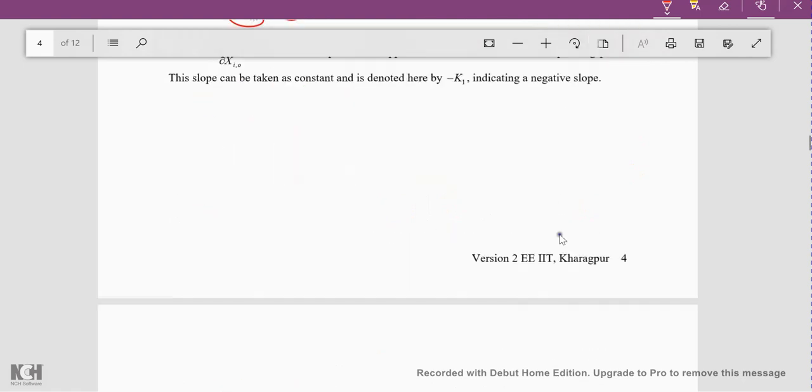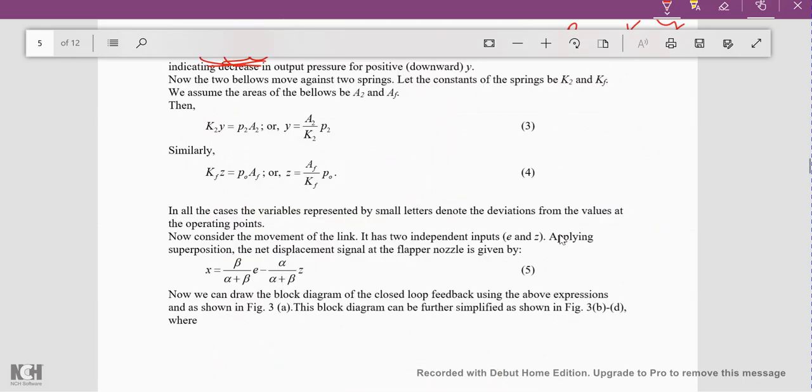So by using that expression K2Y equals P2 A2, we can obtain Y equal to A2 divided by K2 times P2. Then similarly from the other pair we can obtain KFZ equals P naught AF, as I explained earlier. Therefore from there we can obtain Z is equal to AF divided by KF times P naught. So we got these different expressions. First we got the P naught expression, then this expression, and finally we have got this expression.